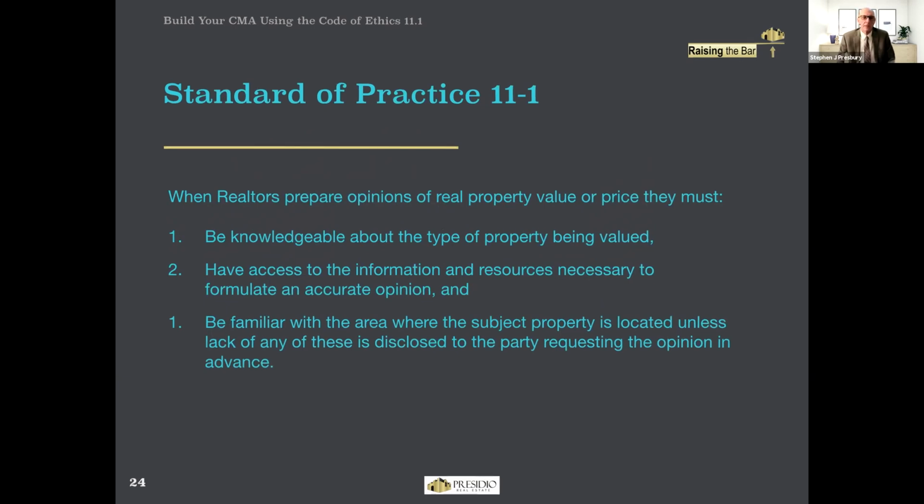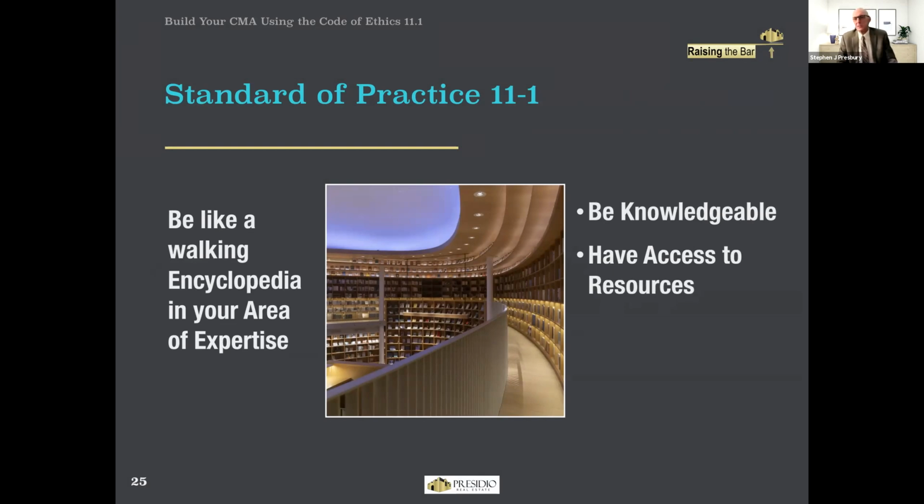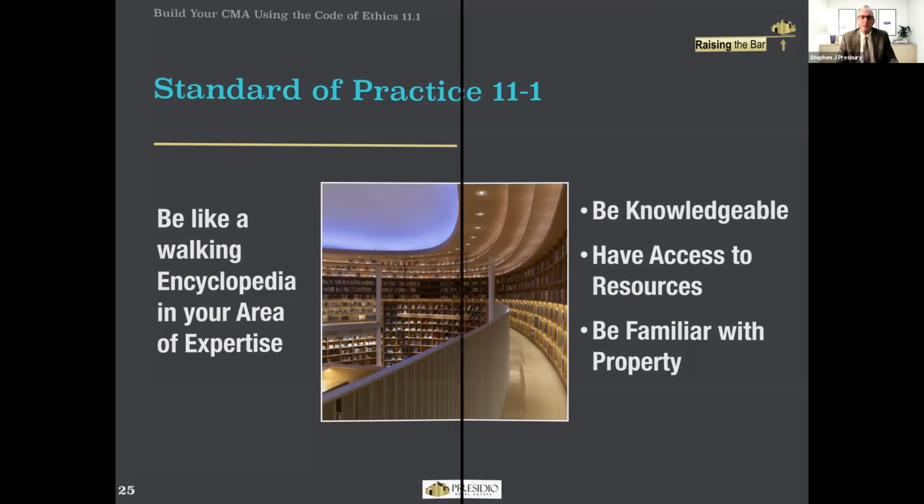Okay, so let's have a look at that and see what that's telling us. We're a bit like a walking encyclopedia in our own area of expertise. So when you get into the library there, we know all the information about the stuff we know. We don't know any information about the stuff we're not supposed to know. We pass that on to the professionals. So we need to be knowledgeable in our area of expertise. We need to have access to all of the resources in the areas that we are knowledgeable about in our expertise, and obviously be familiar with that particular property. We good with that? Okay.